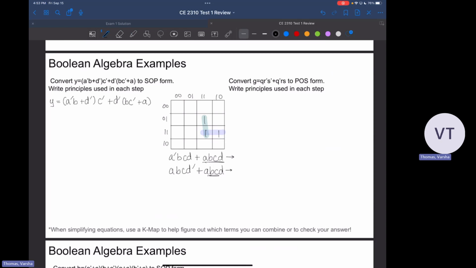Really quick question, I just want to make sure. Whenever we have those trick questions, would it be best to create the K-map first and then work backwards? I always say draw the K-map first. K-map first and then work backwards.